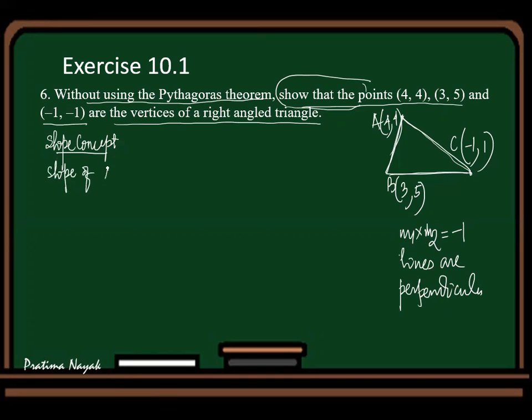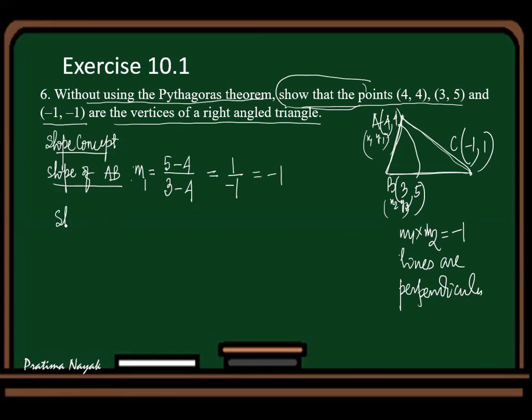Slope of AB. When I take the slope of AB, I'll consider these two points. Anyone can be 1, anyone can be 2. So I am taking this as x1, y1 and this as x2, y2. You can take the other one also. So this will be (5 minus 4) upon (3 minus 4). So how much will it be? It will be 1 by minus 1. Let me name it M1, meaning the slope of AB. So this is minus 1.